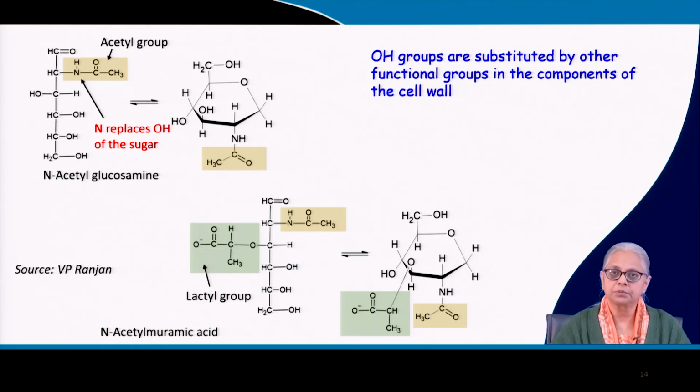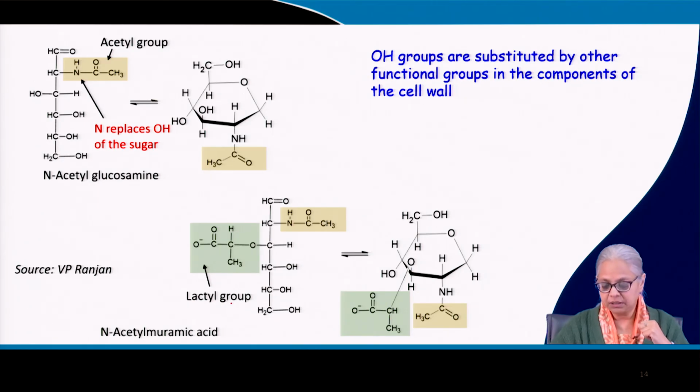So the cell wall is made out of what we call derivatives of glucose. You have N-acetyl glucosamine and N-acetyl muramic acid, and this is the ring form, and at the C2 position the OH group has been replaced by this particular group. N replaces OH of the sugar and you have this attachment. So you have the acetyl functional group attached to nitrogen. This is one of the building blocks of the cell wall.